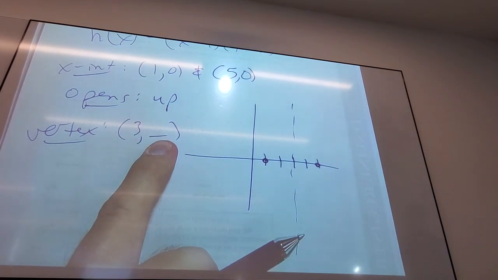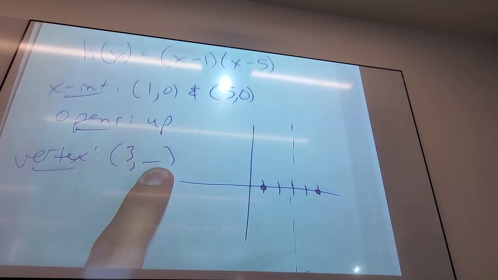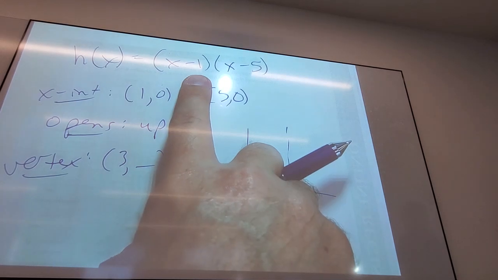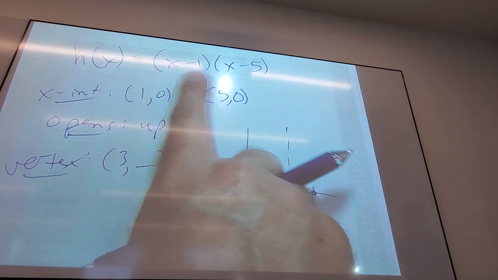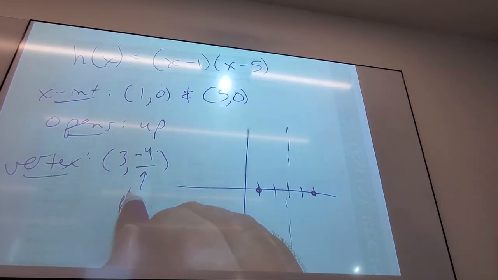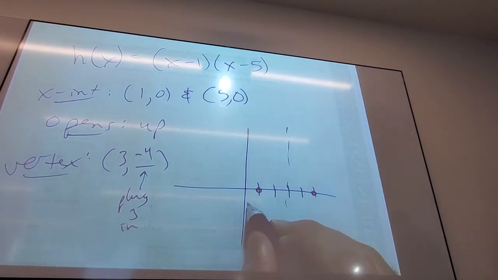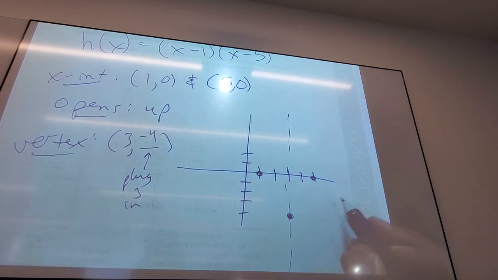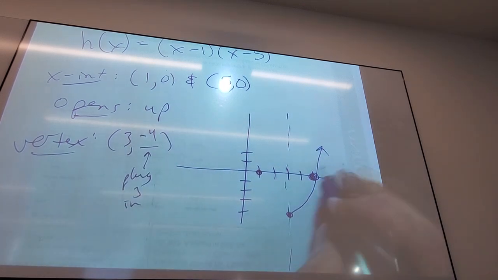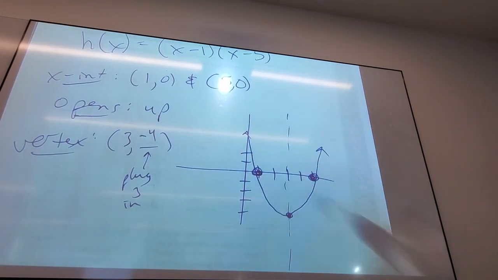So how do I figure out what this is? Just plug it in. I know what x is, so can't I just plug it in? What's 3 minus 1? 3 minus 5? 2 times negative 2? Negative 4. So then this will be 1, 2, 3, 4. What's nice, this parabola is opening up the way it should. Right? So just make sure that it's doing what you expect. Make your points really big if you miss them. Okay.